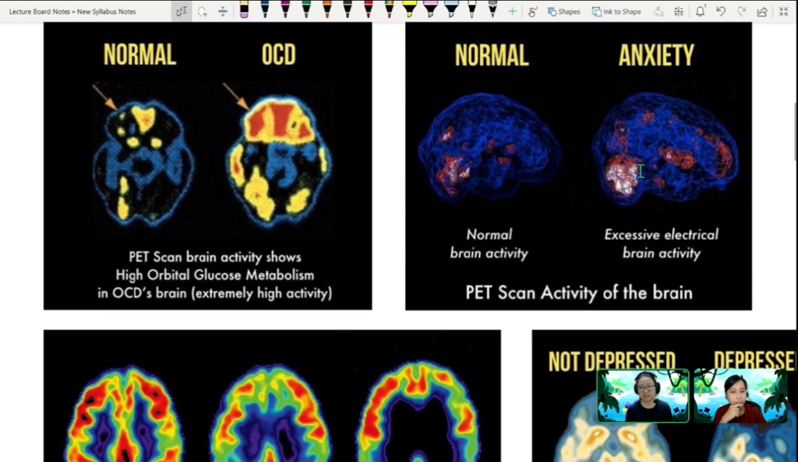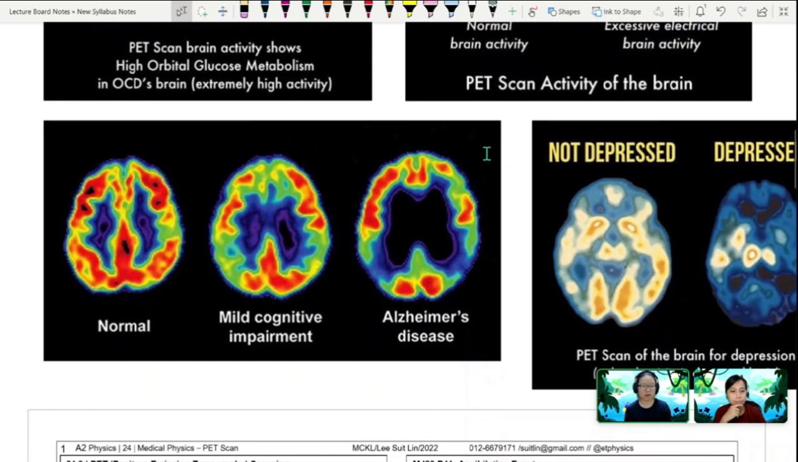The anxiety brain also has a lot of activity because people with anxiety are normally people who have a lot of fear-driven thoughts and constantly feel unsafe in this world. Alzheimer's is another one. It's not that there's no brain here. There is brain tissue, but no activity or very little activity in the tissue because very little glucose is metabolized. So this is a normal brain, this one has mild cognitive impairment. And as Alzheimer's progresses, the brain actually darkens.